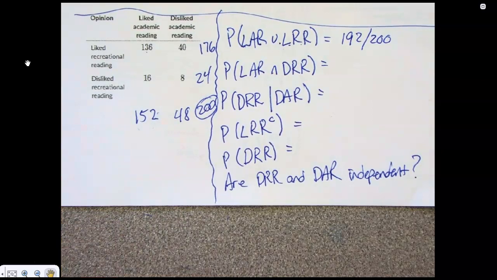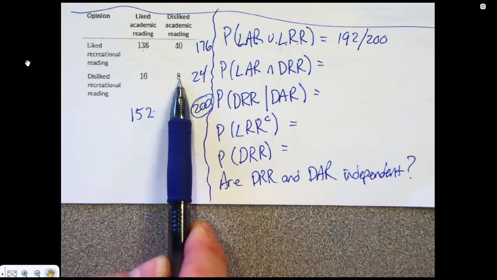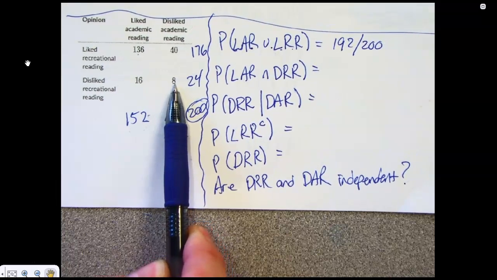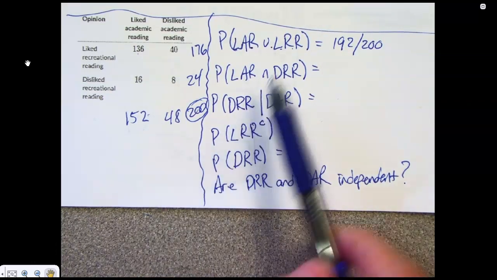And think about another way to get to that. Who's the only people that didn't like one of those? These people, right? They didn't like either. If you take 8 away from 200, what do you get? 192. So maybe that's another way to do it, or maybe a way to check. Like, okay, that makes sense. I feel good about my answer type thing.